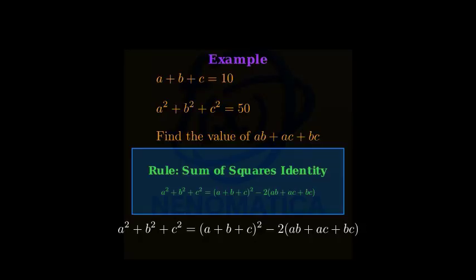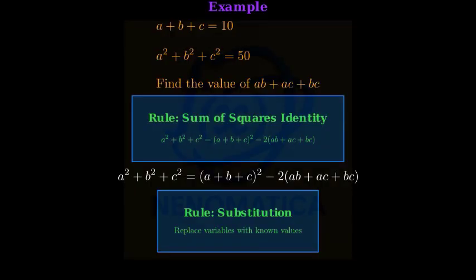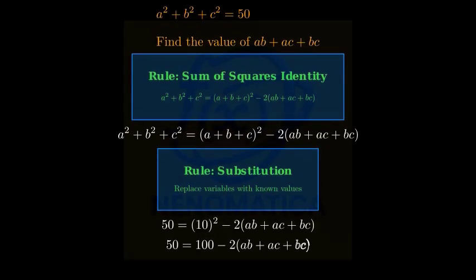Now, let's substitute our known values into this identity. We know that a plus b plus c equals 10, and a squared plus b squared plus c squared equals 50. So, we can substitute these values into our identity. We have 50 equals 10 squared minus 2 times the quantity ab plus ac plus bc. Notice we're using the fact that the square of 10 is 100.